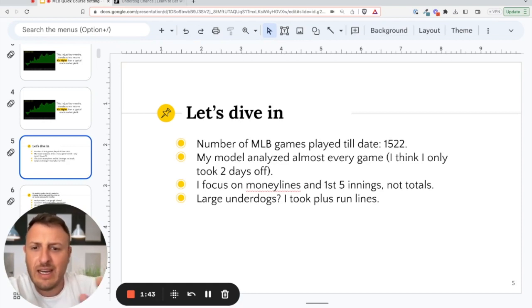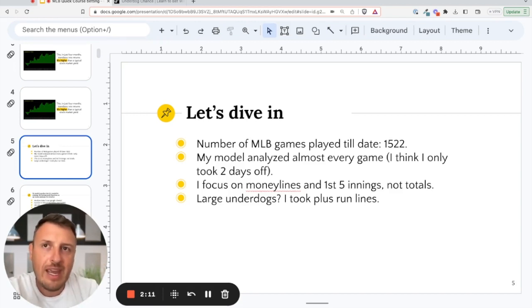Okay, and I think I only took 2 days off. So I was analyzing more than 1,500 games so far, each day. Okay, but as I said, it didn't take me a lot of time, because with a betting model I spent around 15-20 minutes per day. If you're new to spreadsheets and betting models, of course, at the start you need a little bit more time, but once you get comfortable with the spreadsheets and numbers, this is much easier.